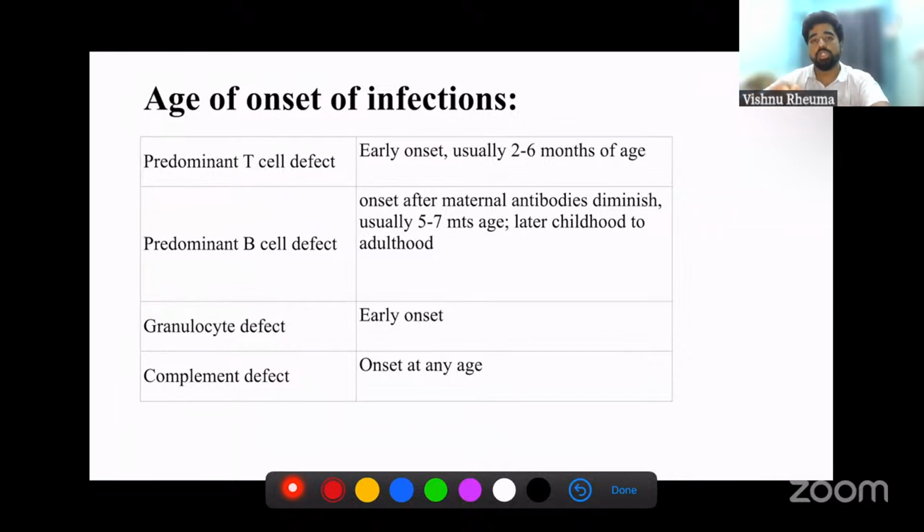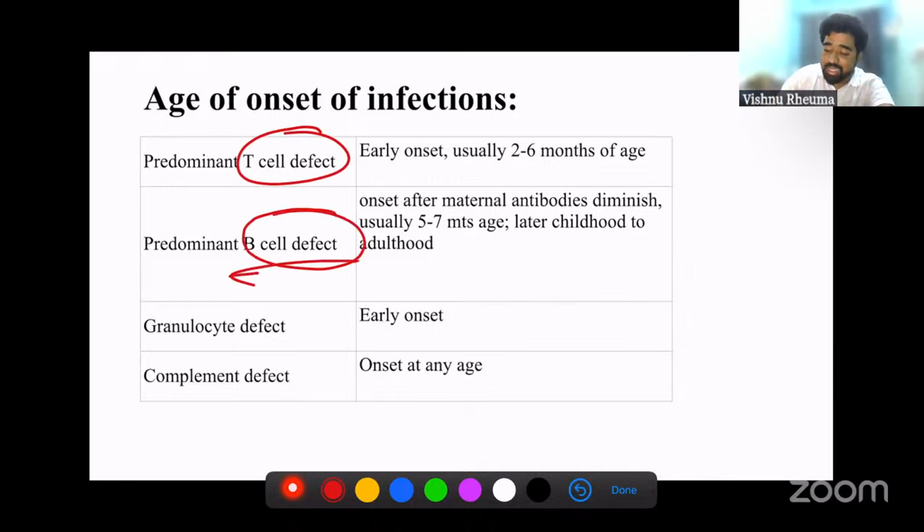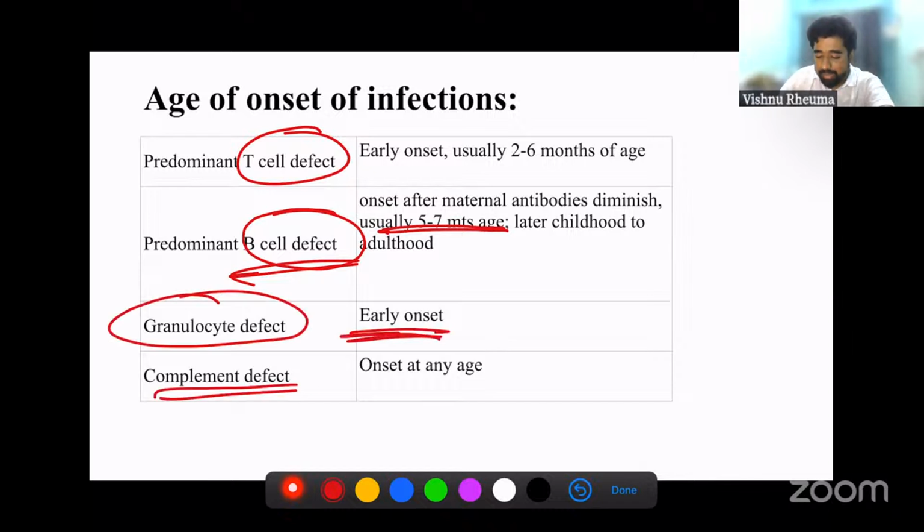Then coming to age, it will depend on what arm of the immunity is impaired. If it is T cell, it will be very early. If it is B cell, usually for the first 6 months, it will be normal. Why is that? Because of maternal antibodies, right? Maternal antibodies will come into the fetal circulation. They will compensate and it will not manifest in the first 6 months. Granulocyte defect, again, very early age. Complement defect is quite variable. Complement defects usually manifest with weird infections and also autoimmune manifestations, so these can present at any age, but granulocyte and T cell defects usually present early.